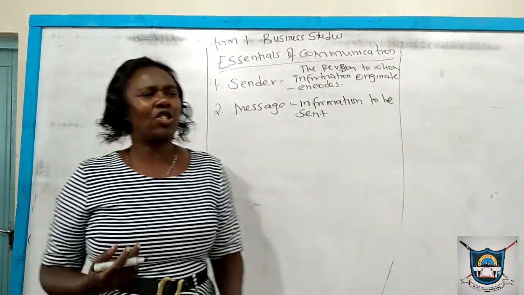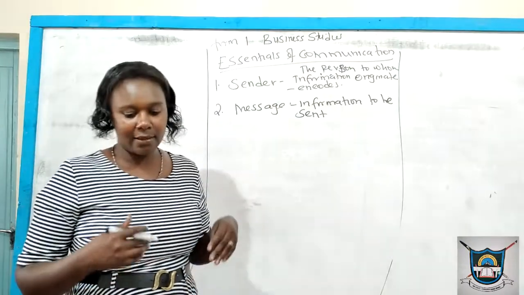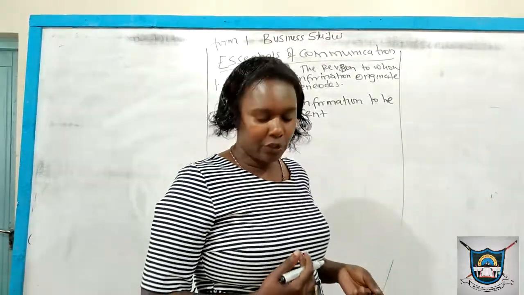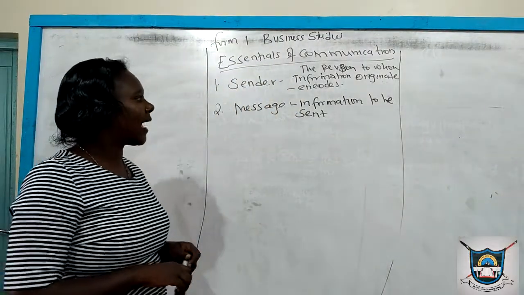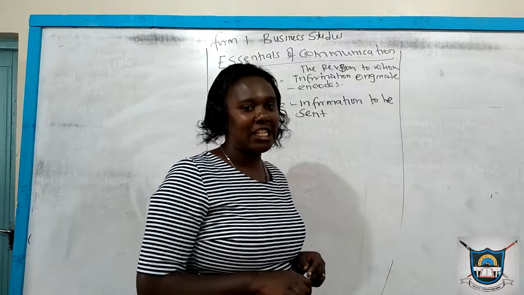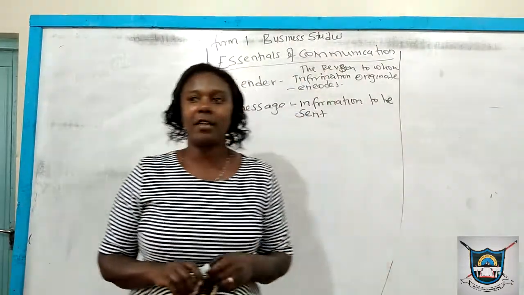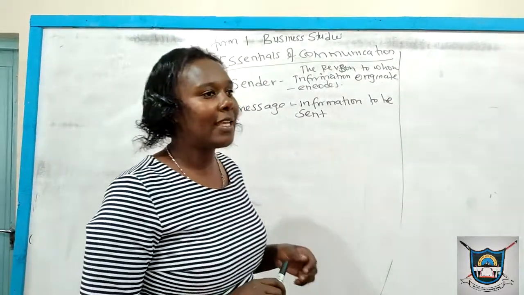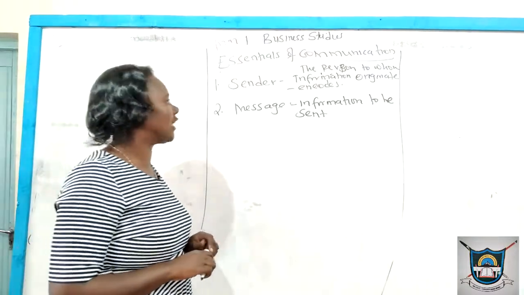And again, it can contain words, it can have symbols, it can contain pictures, so that the receiver can understand it. For example, we are in the era of COVID-19. Now, the message sometimes can have pictures and symbols showing the person to whom it is intended the effects of COVID-19.